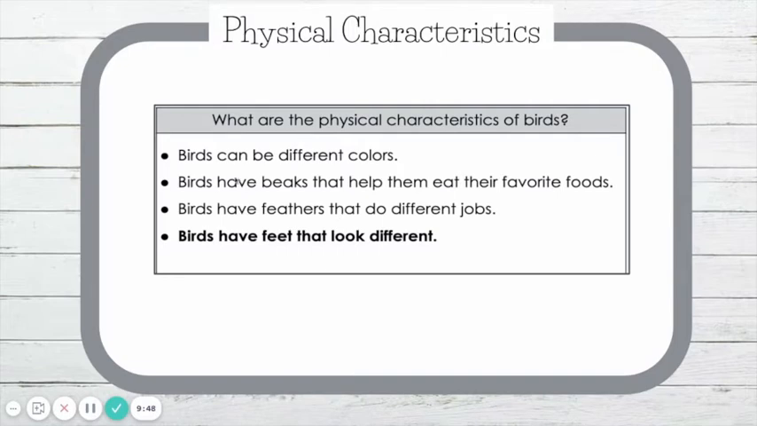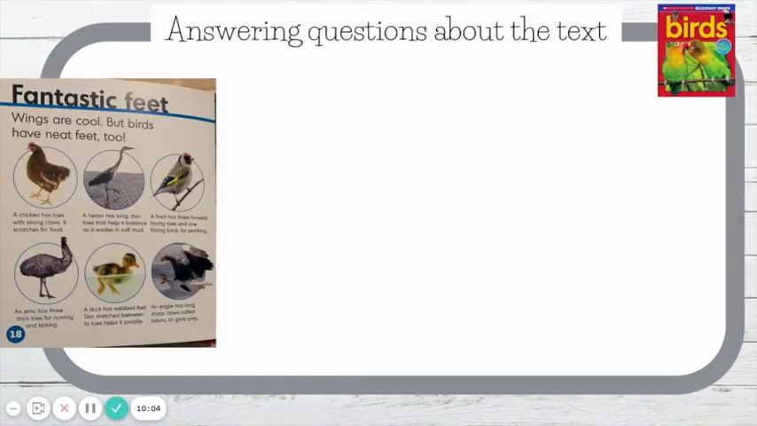So far, we've learned that birds can be different colors. Birds have beaks that help them eat their favorite foods. Birds have feathers that do different jobs. And now we know that birds have feet that look different. Let's continue to dive into our text by answering questions about the text.